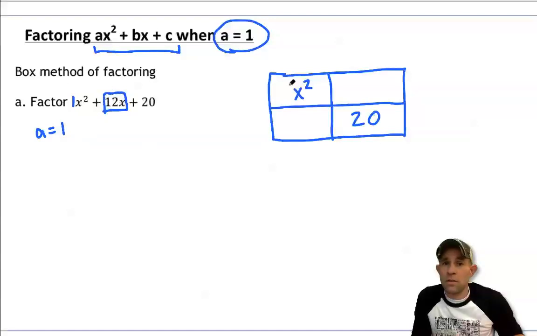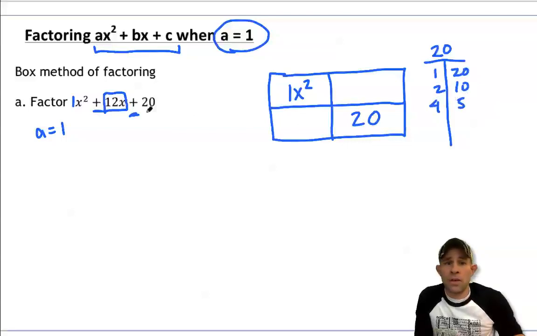So what we need to do is take our leading coefficient, which in this case is 1, and our constant term, which is 20, and multiply them together, which gives us 20. And what we're doing now is we're looking for factors of 20 that will combine to give me positive 12. All right, so let's list our factors of 20. We have 1 and 20, 2 and 10, 4 and 5.